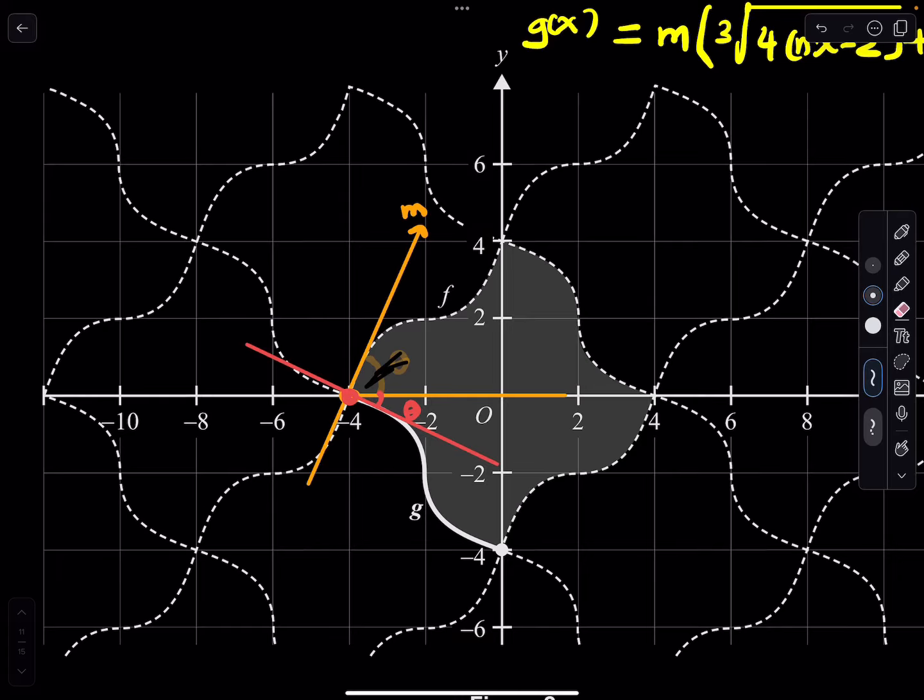This is angle 1 right now. This is angle 1. Beautiful. We have angle 1 and it's positive because it's above the x-axis.